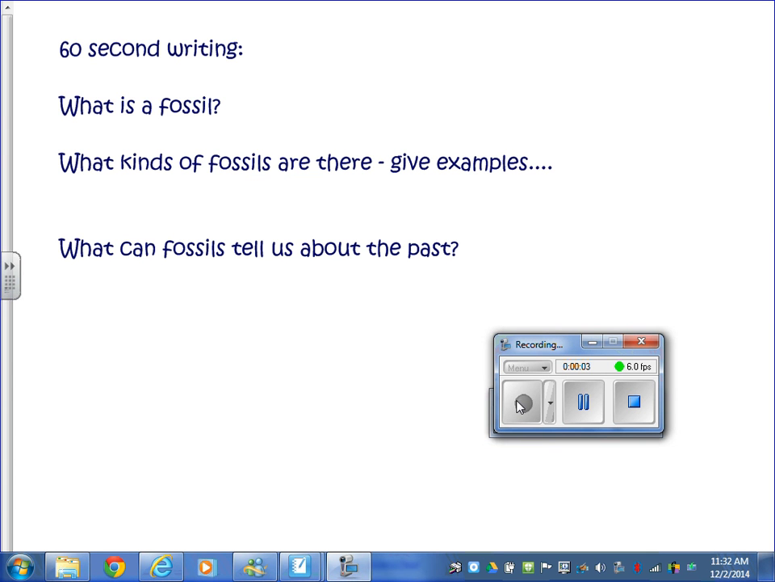So today's flip lesson is the first part of chapter 10. Chapter 10 is on geologic time, but the first sections are about fossils and how do we know what happened in the past. So yesterday you read about what is a fossil, what types of fossils, how do they form, what do they tell us.